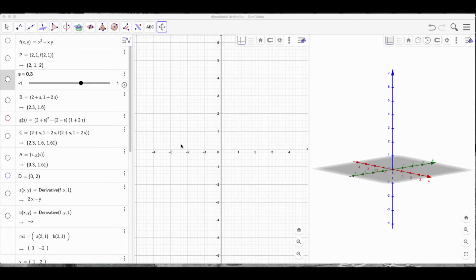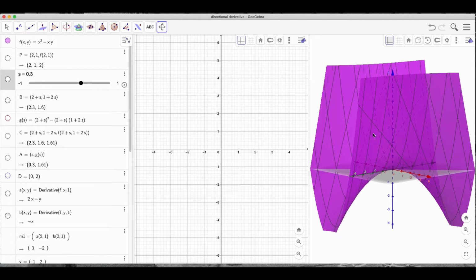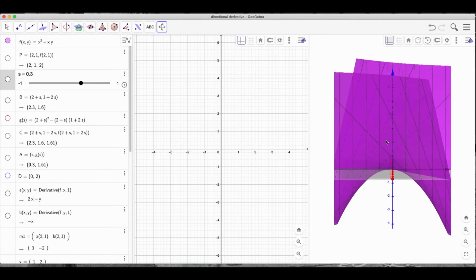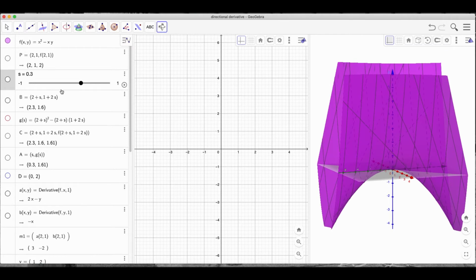With GeoGebra, a directional derivative. Here is our function. You can see the function here, and let's look at the point. Our point is (2, 1), and we have to put the third coordinate, which is the value of the function. So the point lies on the graph of the function.